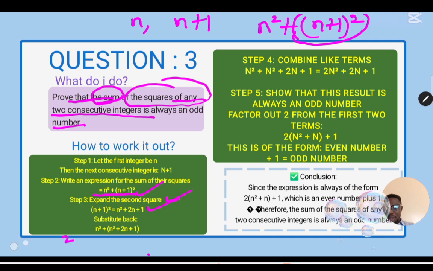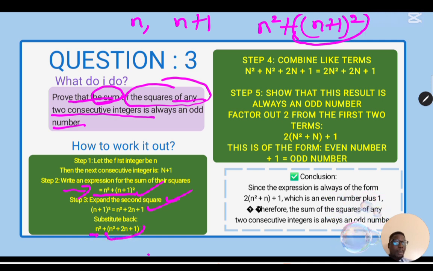I hope you are following this step by step. It's very easy, right? Now, we need to substitute back. Looking at this stage, n squared is this one, then our expansion that we did is this. By the time we did that, we have substituted. And then the next thing is that let us look at our question again.